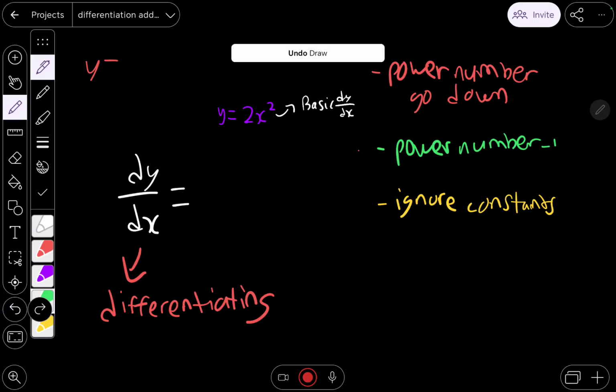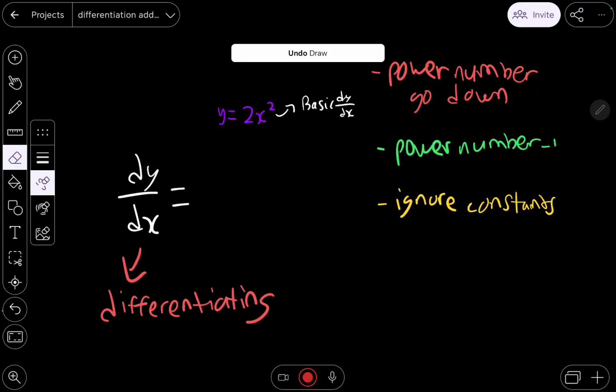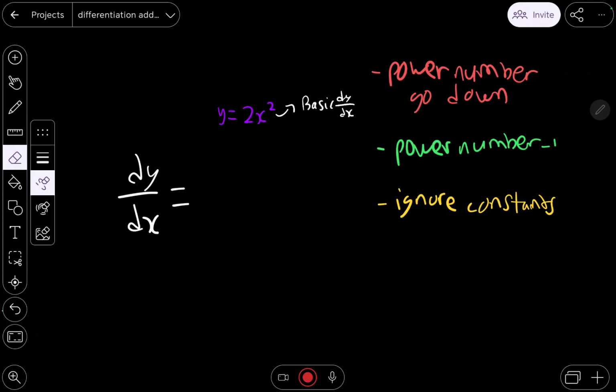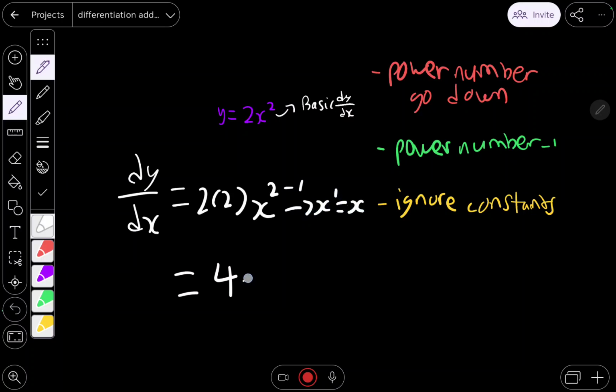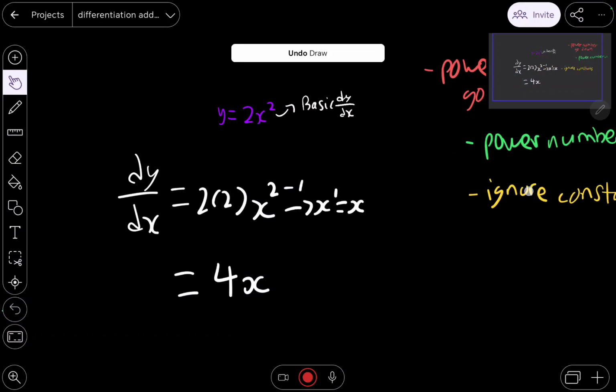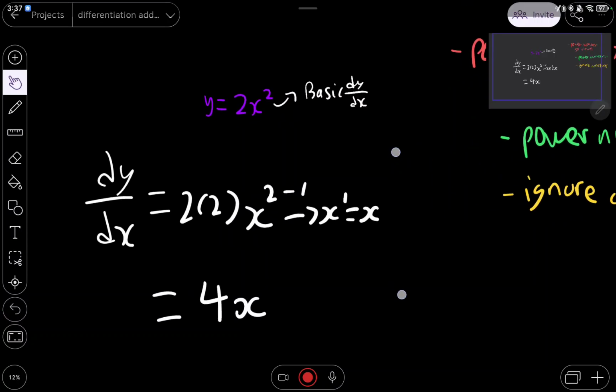So let's start the question with dy over dx equals to power number go down, remember? So this is a 2, bracket 2, power number minus 1, 2 minus 1. We have done the first 2 steps. Do we have a constant or whole number here? Don't have. So that's your answer. It is just equals to 2 times 2 is 4, x to the power of 2 minus 1. This is the same as x to the power of 1, which is just x. So this is just 4x. So this is how I will solve this differentiation question.